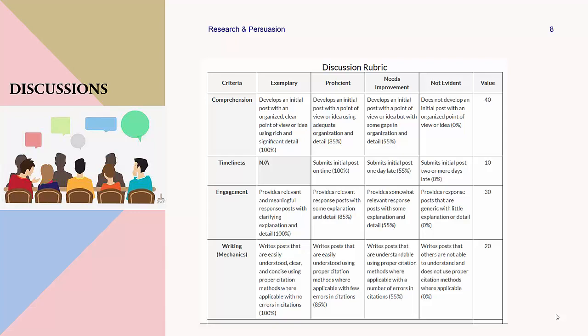I'm going to take just a second and talk about the rubric for the discussions and what I look for when I look at this rubric, which is how I assess what you've done. In comprehension, it says develops an initial post with organized, clear point of view or idea using rich and significant details. Now, discussion posts are not based on word count, but a few sentences does not give the depth or richness of detail that we would expect.